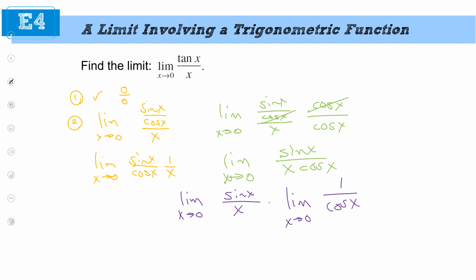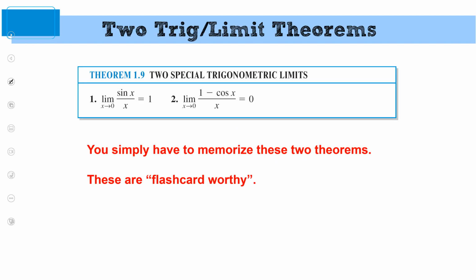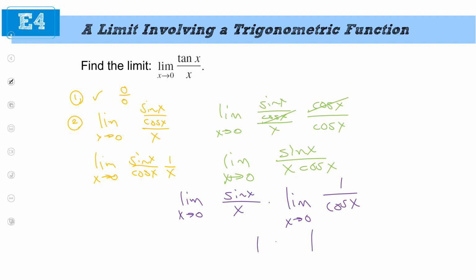What's the cosine of 0? 1. And the other one is secant. And this we just learned. 1. Last time I checked, 1 times 1 is?